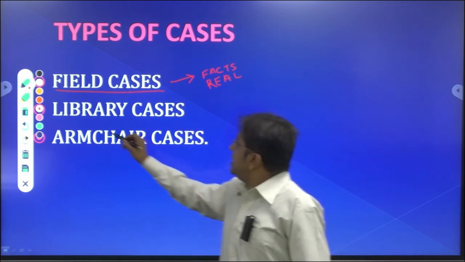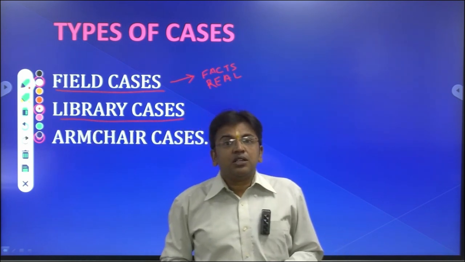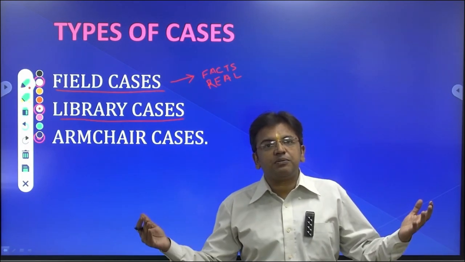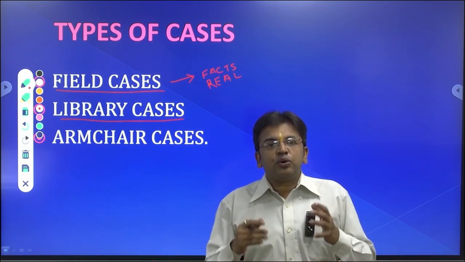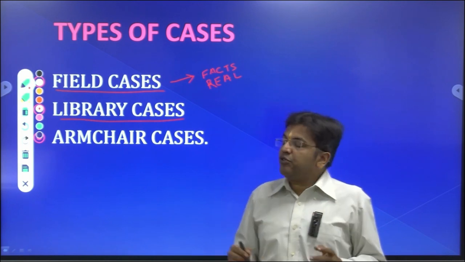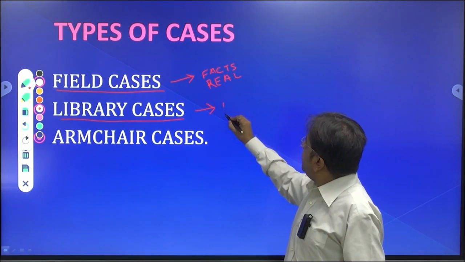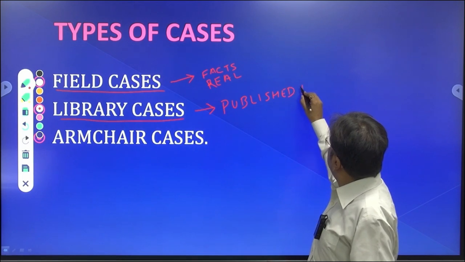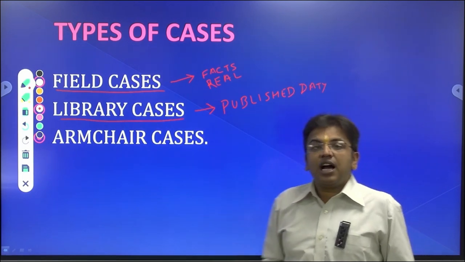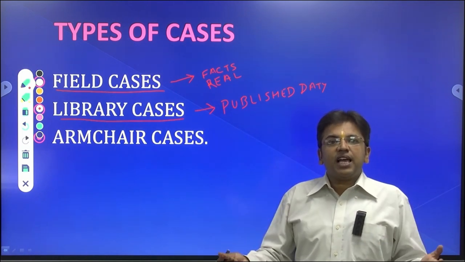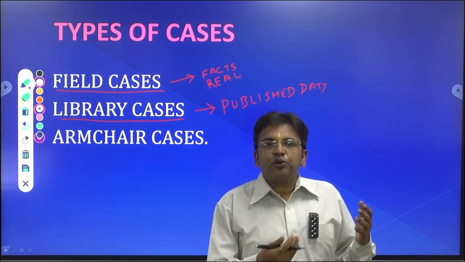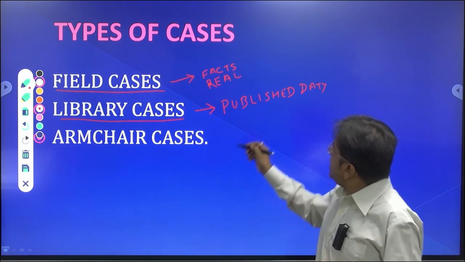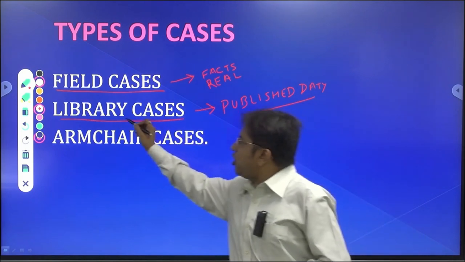The second one is the library case. Sometimes it is difficult for a researcher to go to a specific field and explore the dimensions. So there are different published materials kept in the library. Here, a researcher explores the various dimensions with the help of published data. These published data are kept in the library. He can take the help of journals, annual reports, different books, different websites also, by the help of the e-library, and on the basis of these published data, he forms a case.